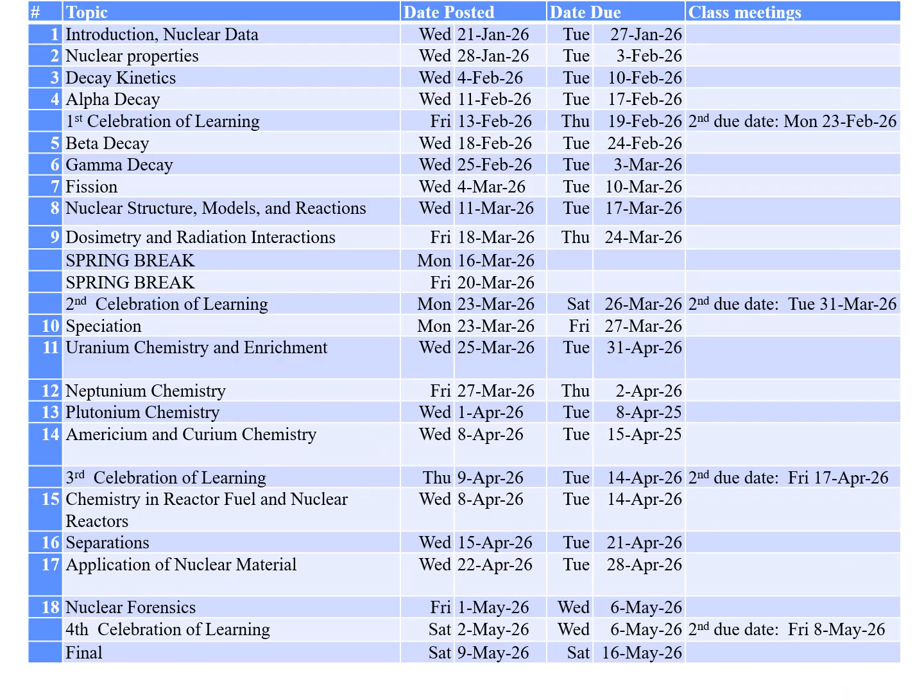The course agenda is shown here. The lecture number and topics are provided with the dates on which they're posted and the dates on which they're due. The class meetings on Zoom will also be indicated. The dates for the celebrations of learning are provided, again showing dates posted, due dates, and when the second due date for the celebration of learning is. Spring break should be noted, as well as the finals week.